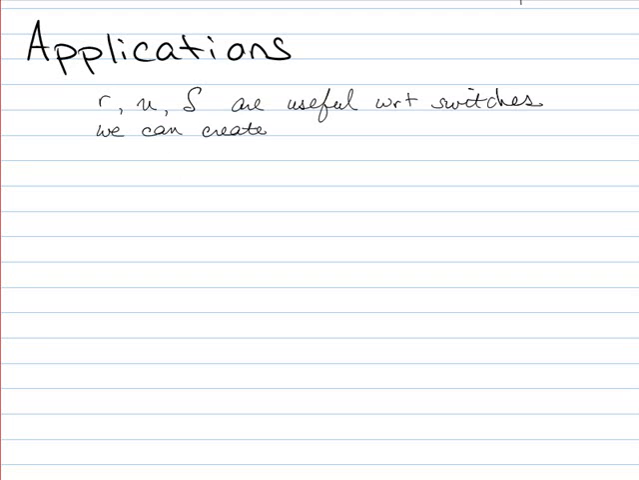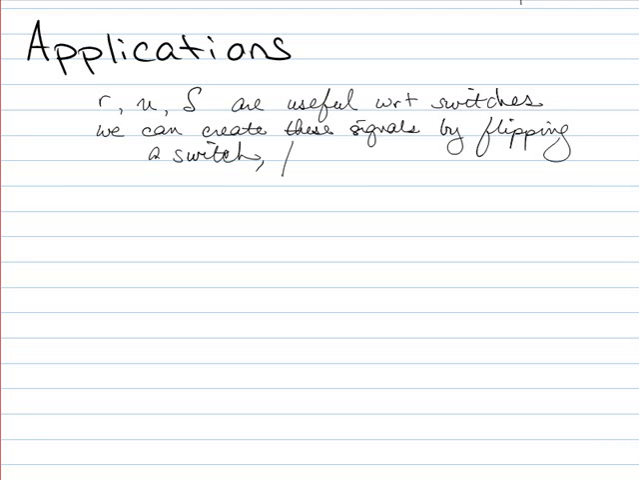So let's look at some applications and why we were going to use these and why we look at these. Basically, the three functions that we looked at, which are the ramp, the unit step, and the unit impulse, are useful when we're talking about switches. Okay, so we can create these signals by flipping a switch. So let's take a look at this one here.